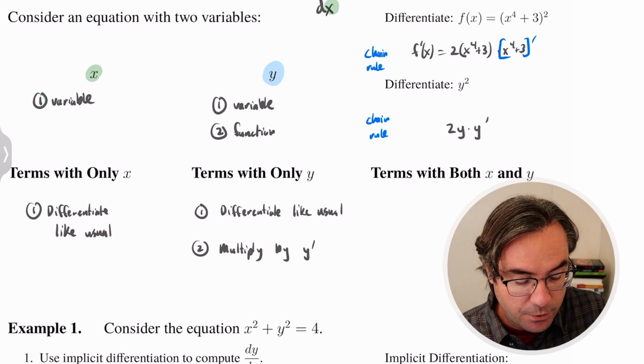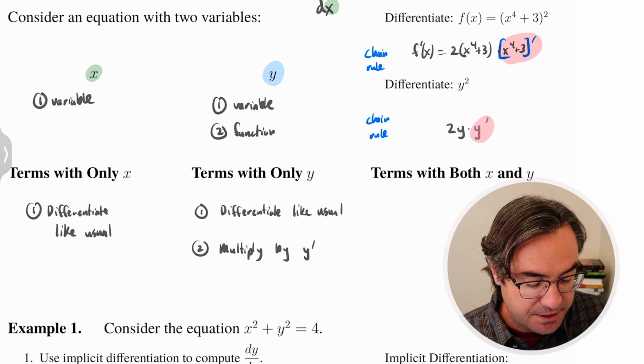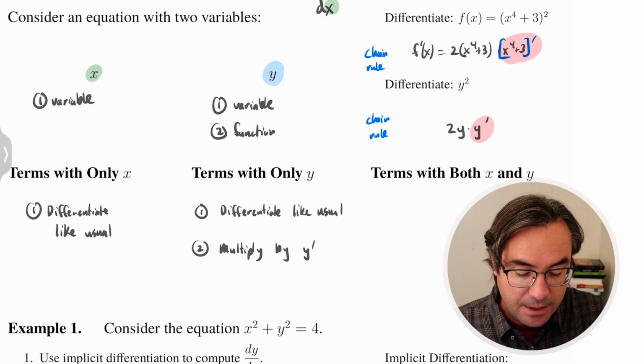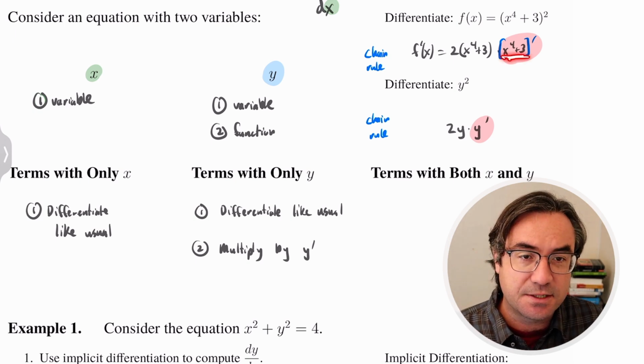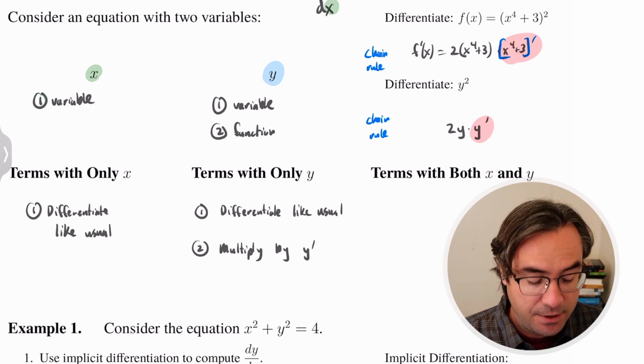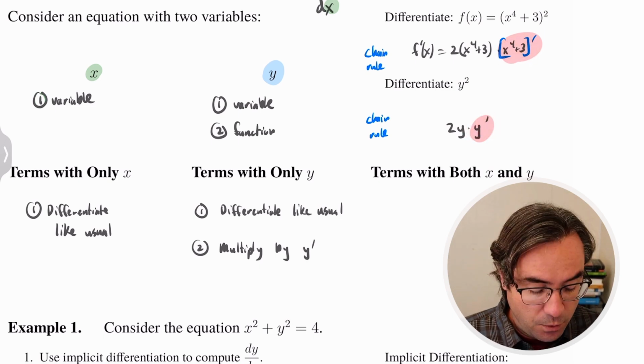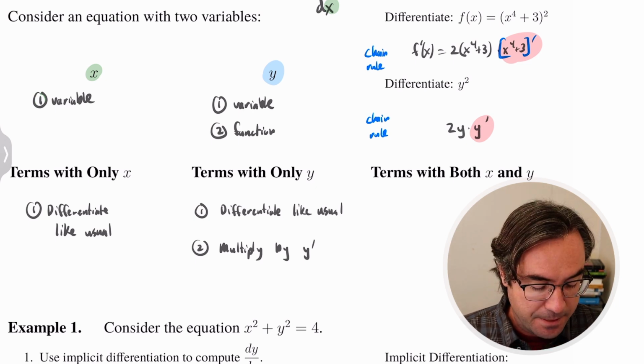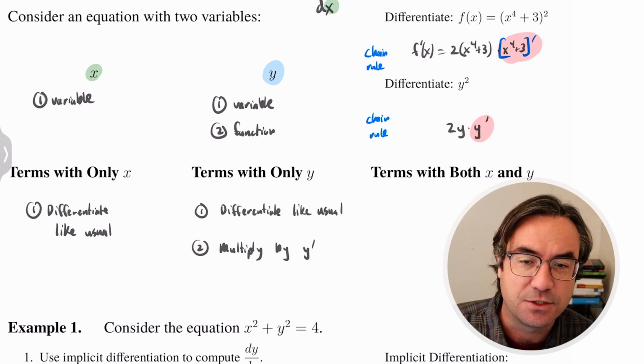So really what we're doing is, in each of these cases, we're multiplying by the derivative of the inner function. In one case, we can actually see the stuff, so we could calculate that out. In the other case, we don't actually know what the inner stuff is. We're just assuming it's there. And so we just have to leave it as a y prime.